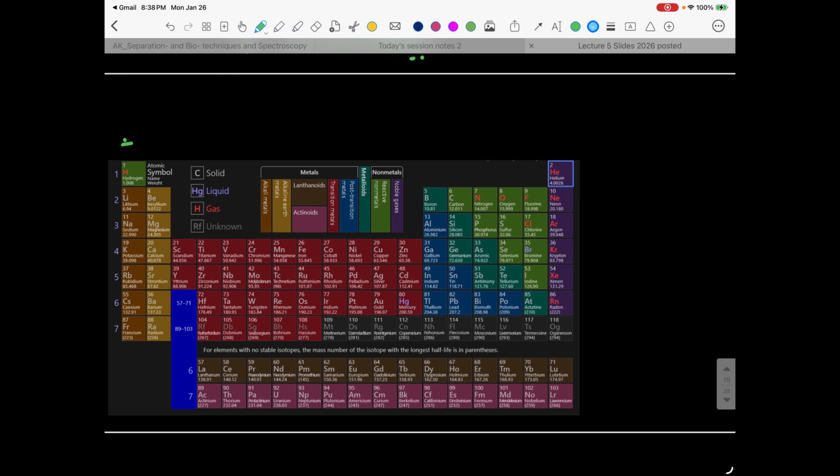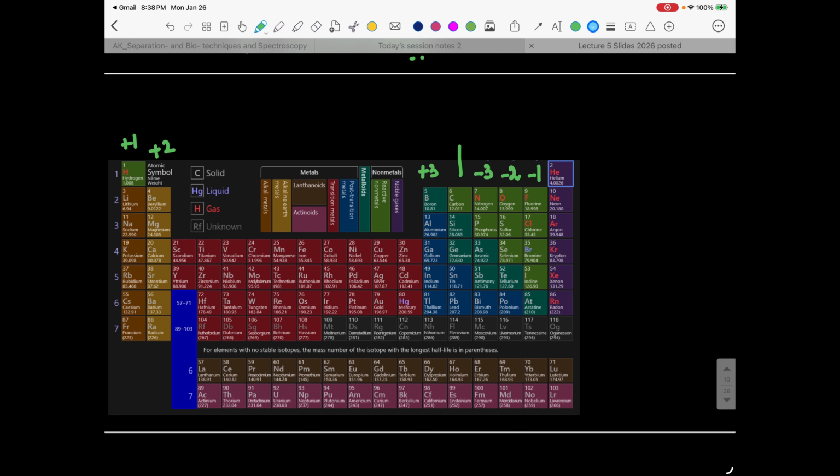So these ones can form +1 and +2 charges. This will be +3. Now carbon will be right in the middle, but the ones to the right of carbon want to pick up electrons. So nitrogen needs 3 electrons, so he can become -3. Oxygen can pick up 2 electrons, so it can become -2. And halogens can become -1 charge because they can pick up 1 electron.